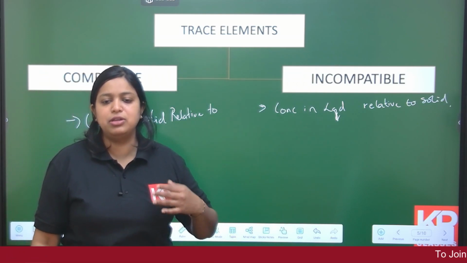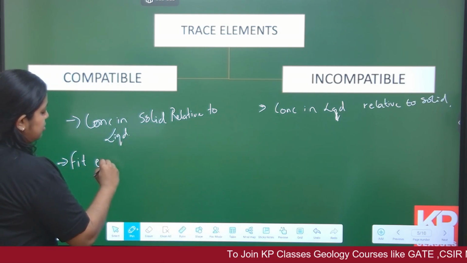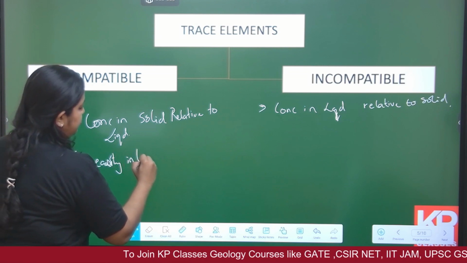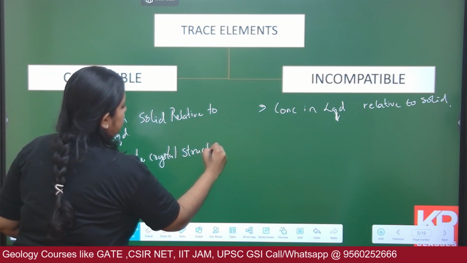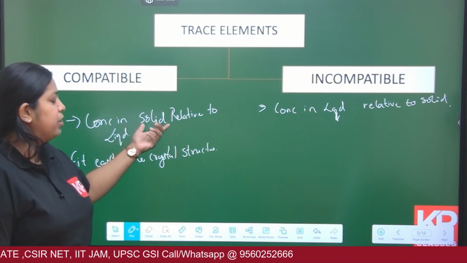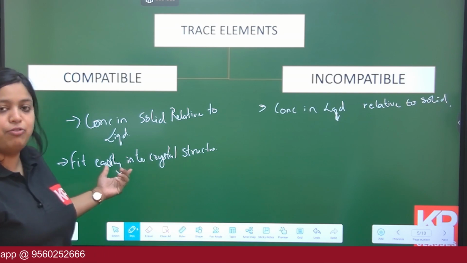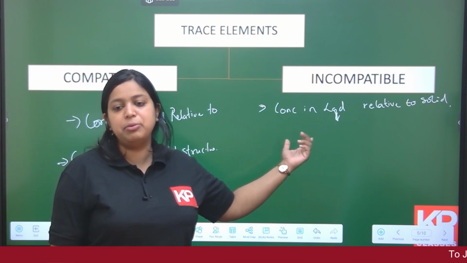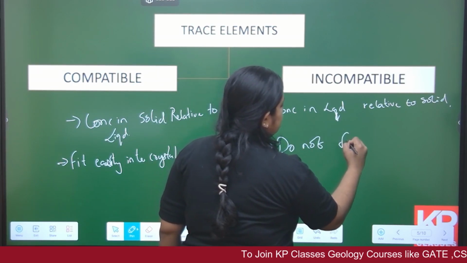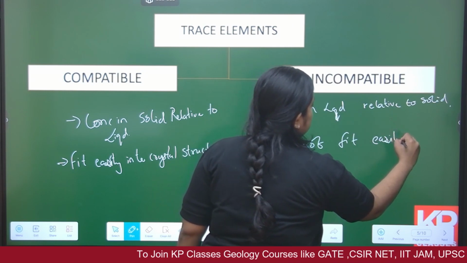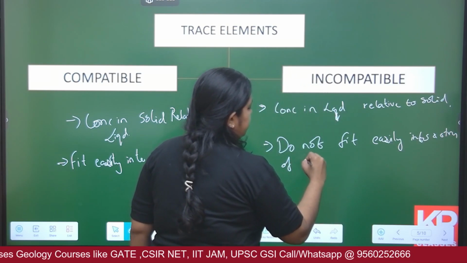So compatible elements fit easily into the crystal structure. That's why they are more in the solid relative to liquid. They can fit easily into the crystal structure of a mineral. Now when it comes to the incompatible elements, they do not fit easily into the crystal structure of a mineral.